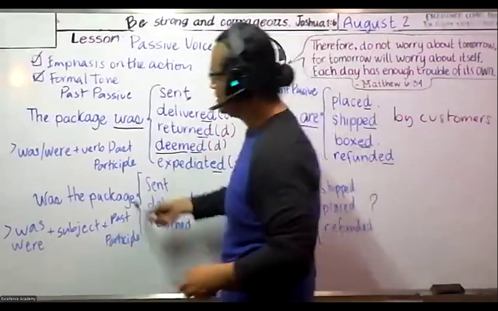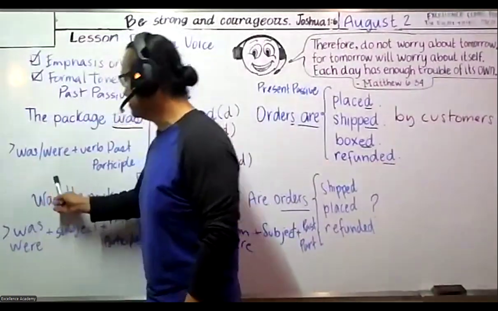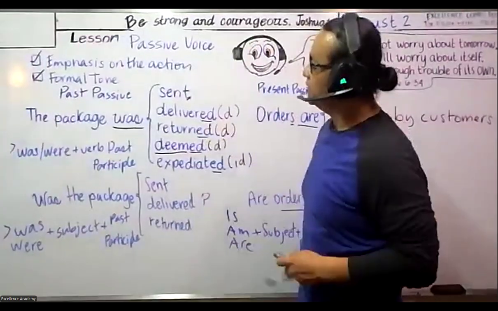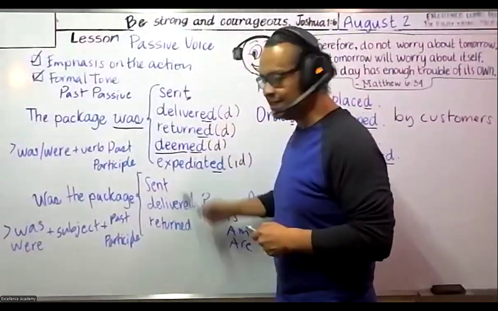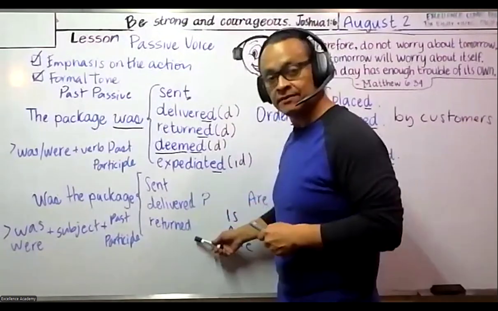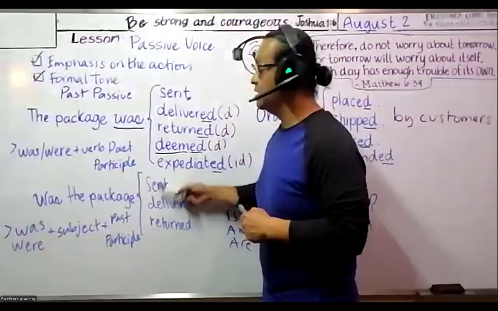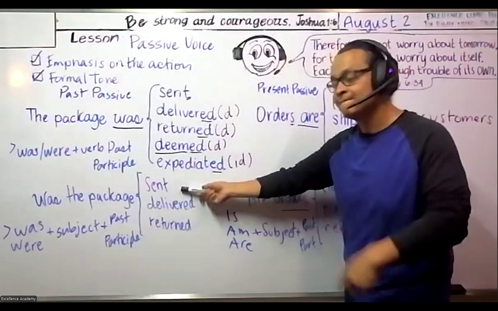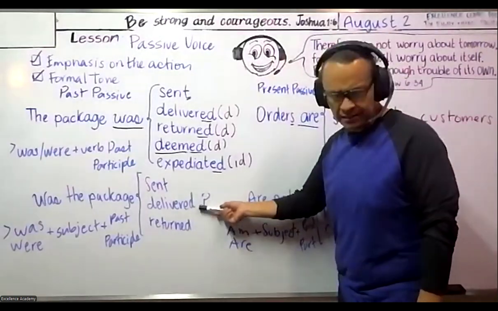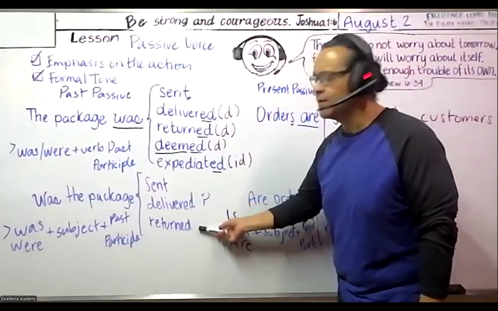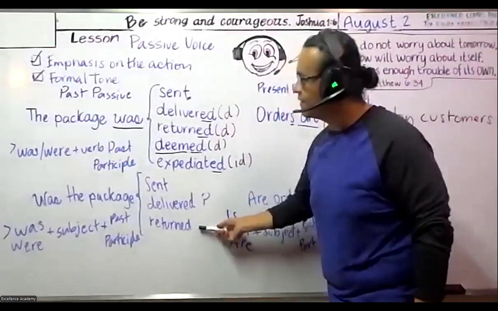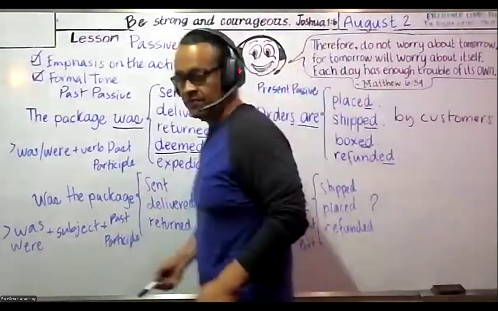Now let's ask some questions. For the question, you're going to start with the verb be, then the subject, and then the past participle. And you're going to say, was the package sent? Right? Delivered, returned. Let's try it. Everybody, let's say, was the package sent? Was the package delivered? Was the package returned? Wonderful. I like your grammar, guys.